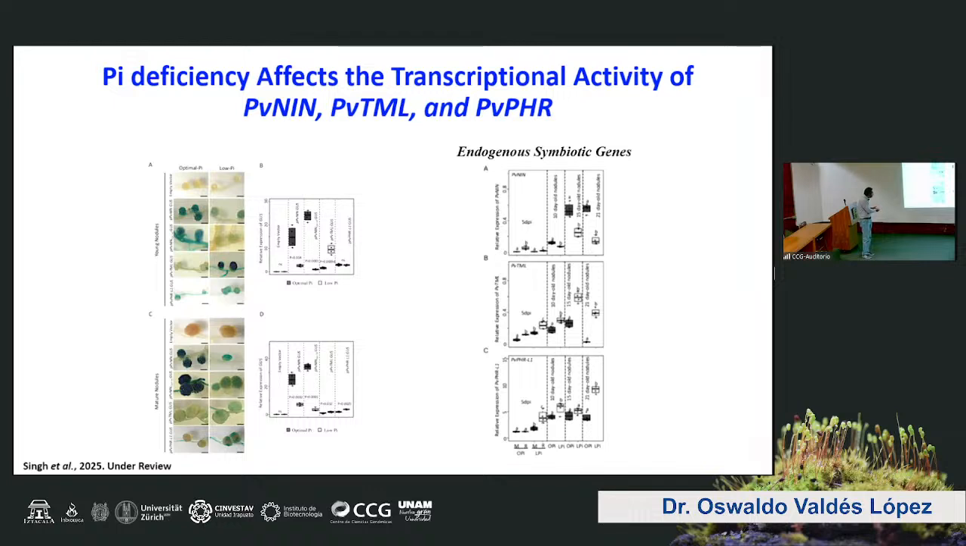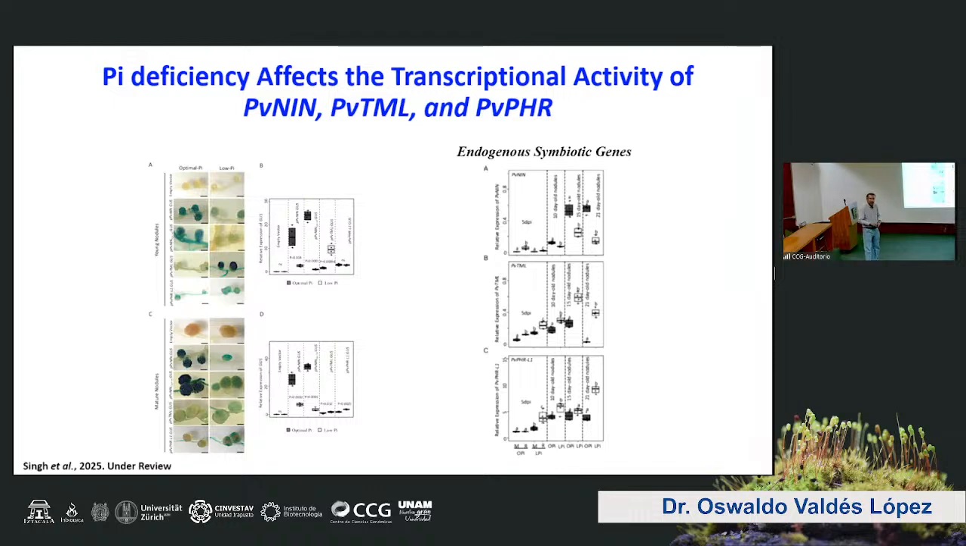And similarly for PHR. And this is very interesting because in the first round of review, the reviewers said, well, GUS staining is not enough to conclude this. Please analyze the expression level of GUS. So we did it. So basically it matched with the GUS activity by staining. The transcript level of the GUS gene basically matched.